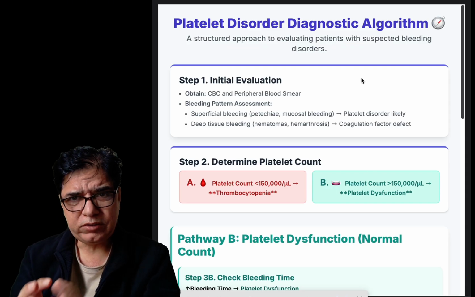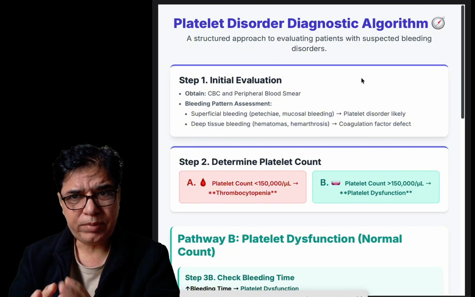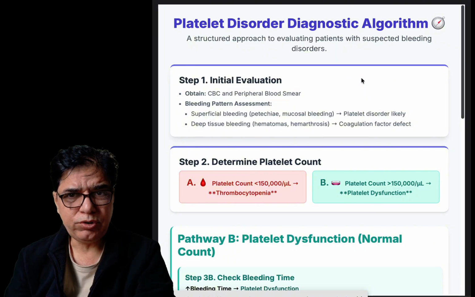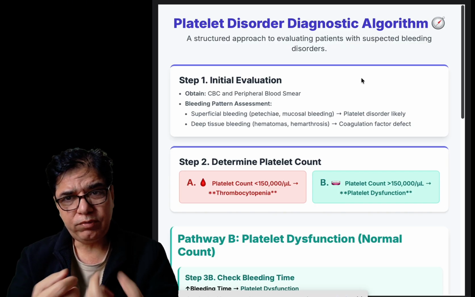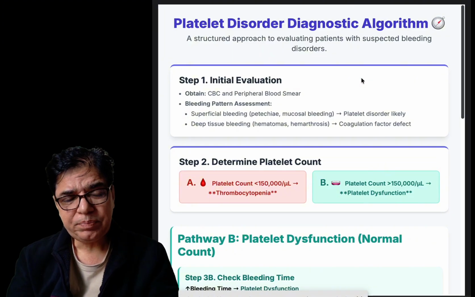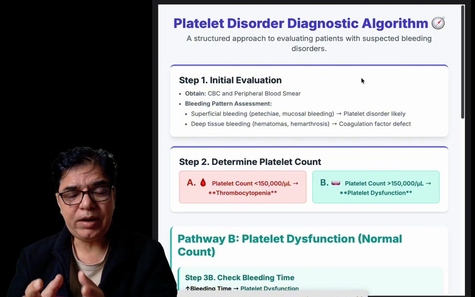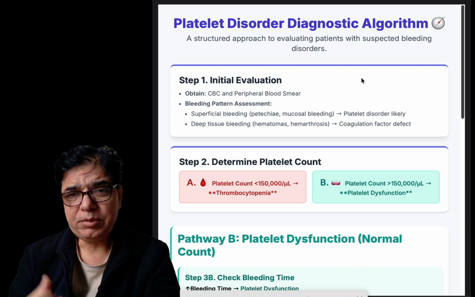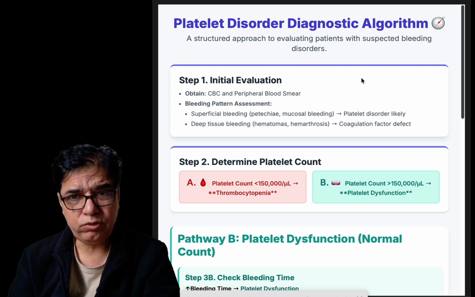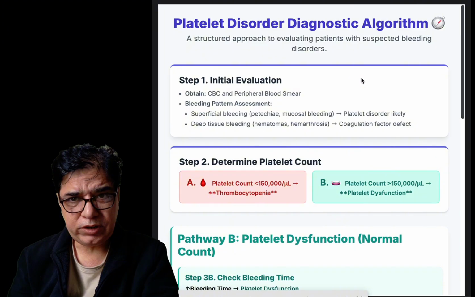So whenever you are suspecting, let's say on the basis of the history or on the basis of presentation, the first step is to do your initial evaluation, and your initial evaluation is always taking a blood sample and checking what we call a full blood count or a complete blood count, and that should be supplemented by a peripheral blood smear. A peripheral blood smear is one in which a slide is prepared and the hematologist examines that slide under the microscope to see the morphology of the cells.